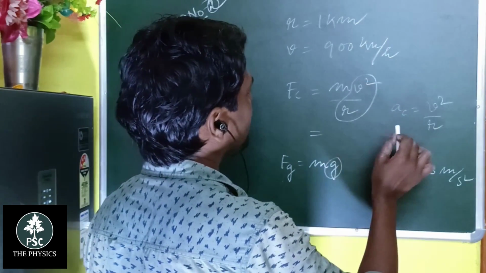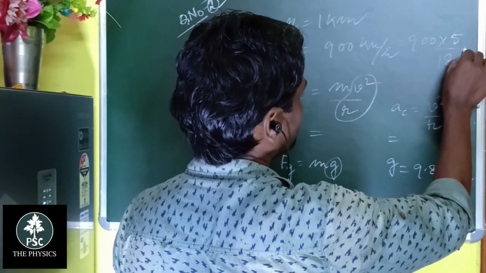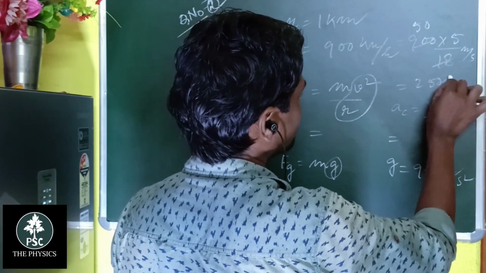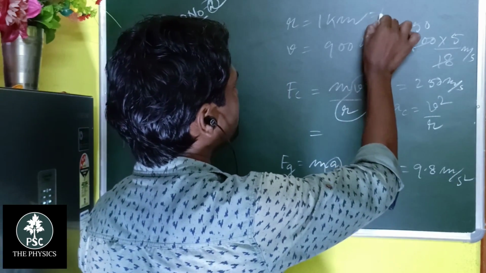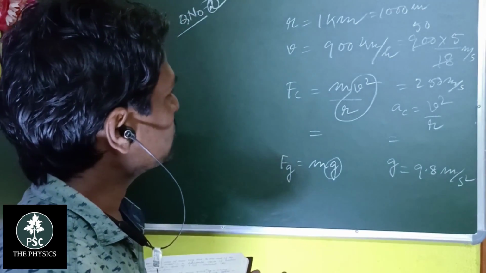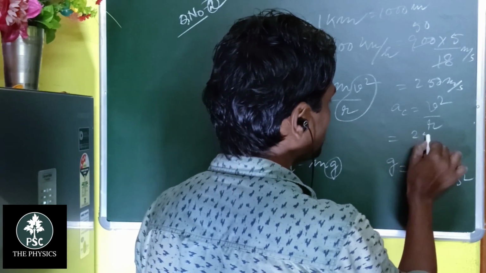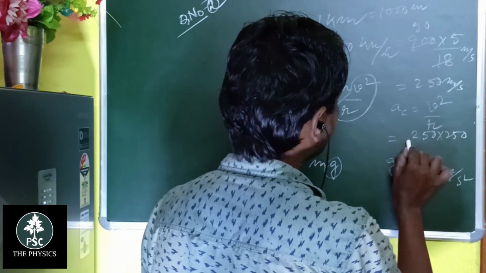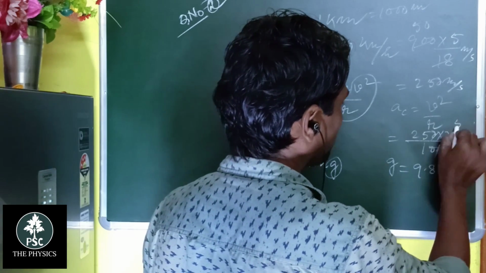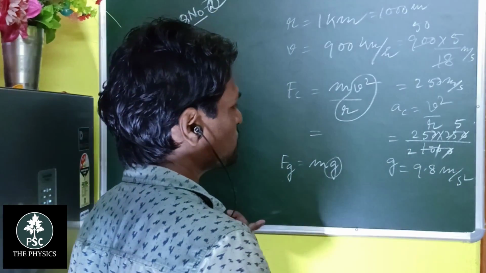So velocity is given, 900. So 900 into 5 by 18 meter per second. So this is 250 meter per second, and 1 kilometer means 1000 meter. So v square means 250 into 250 by radius, and this is 1000. So the zeros cancel this one. 5 fives are 25, and this is 5 twos, so 5 into 25 by 2.